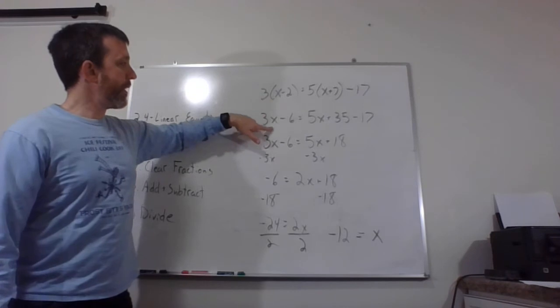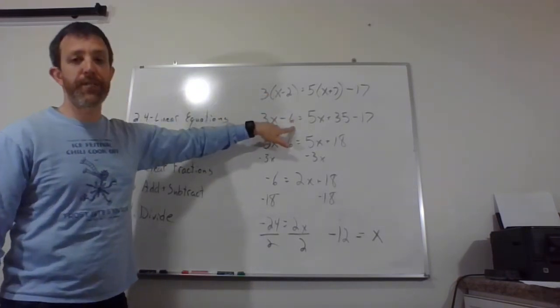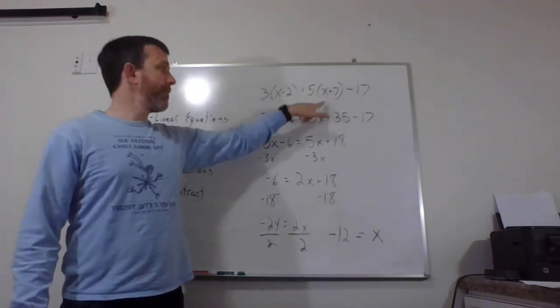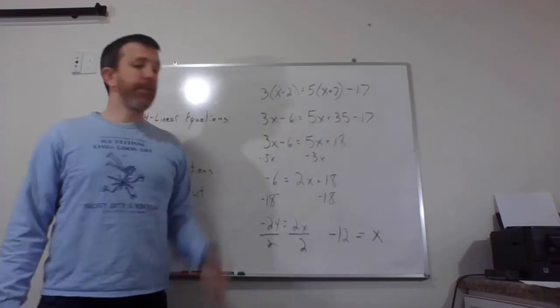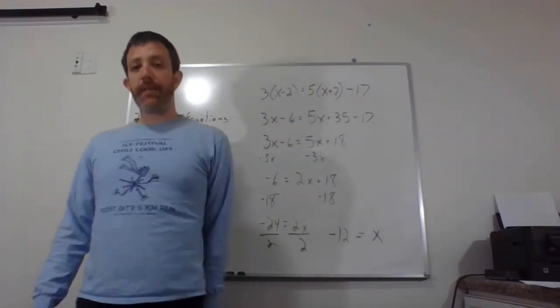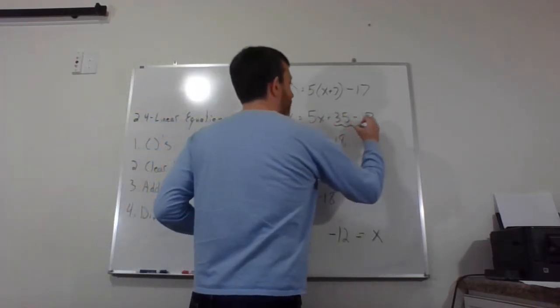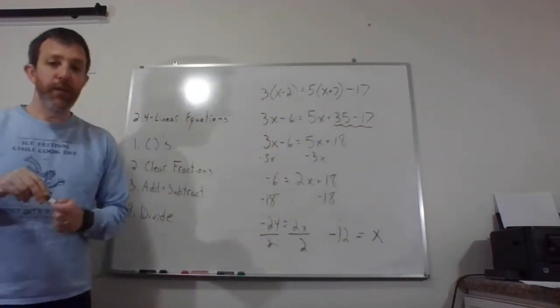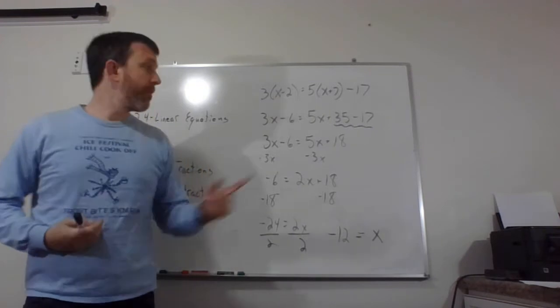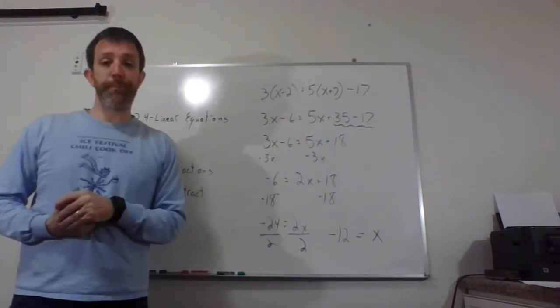3 times x is 3x, 3 times minus 2 gives me minus 6. On the other side, 5 times x is 5x, and 5 times 7 is 35. Still have that minus 17 on the end. That makes the 35 and the minus 17 like terms. They can be combined. 35 minus 17 is 18.